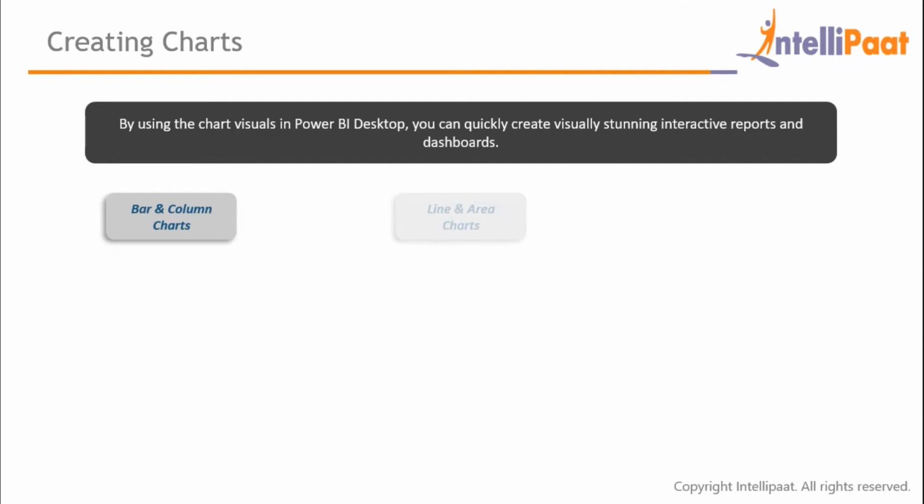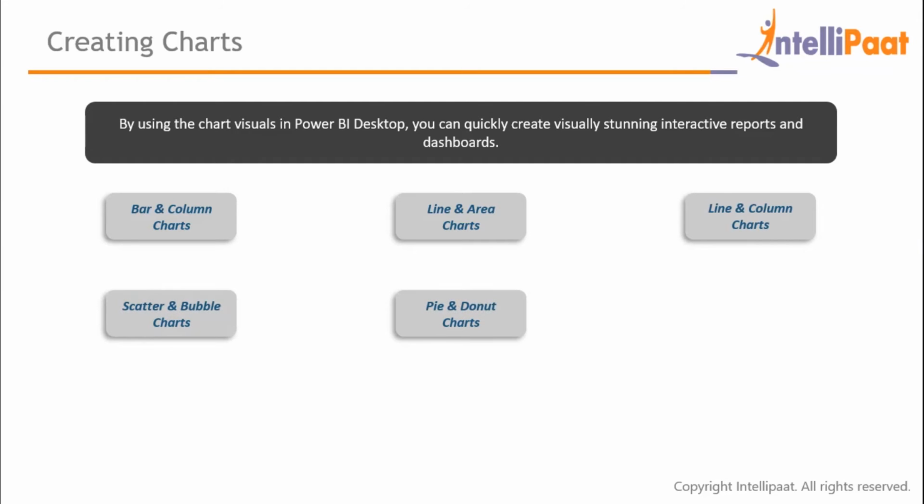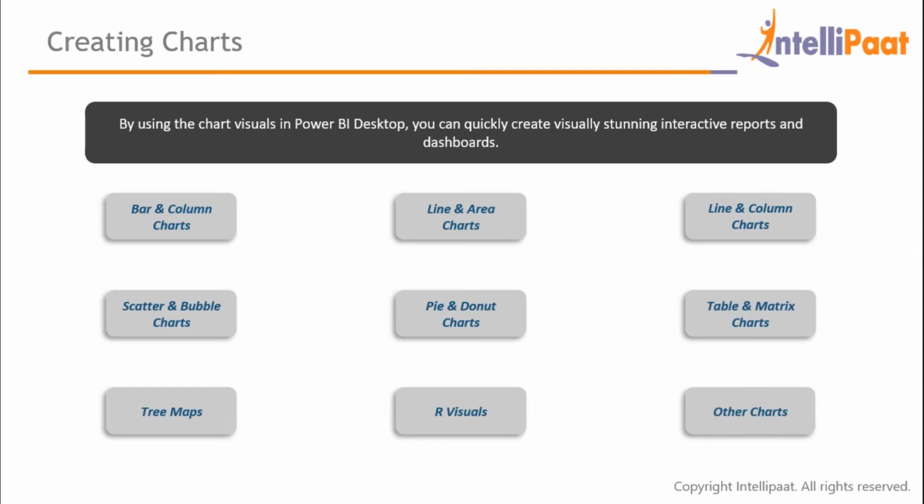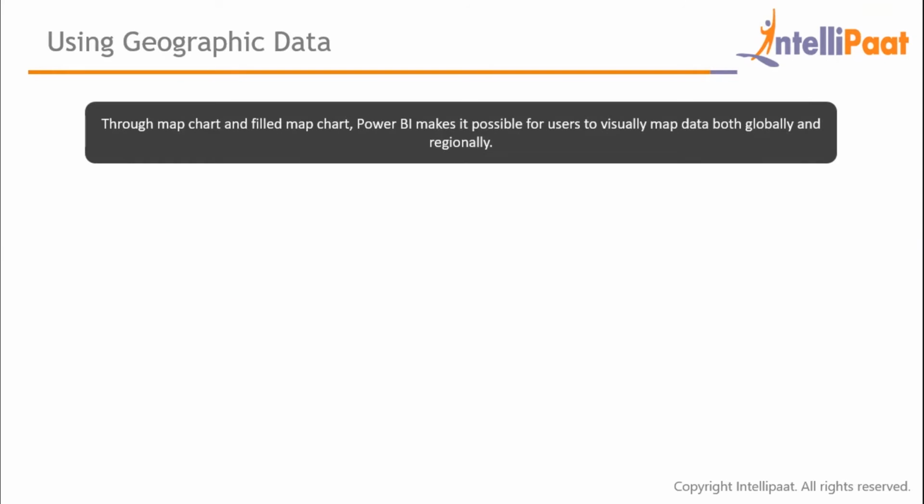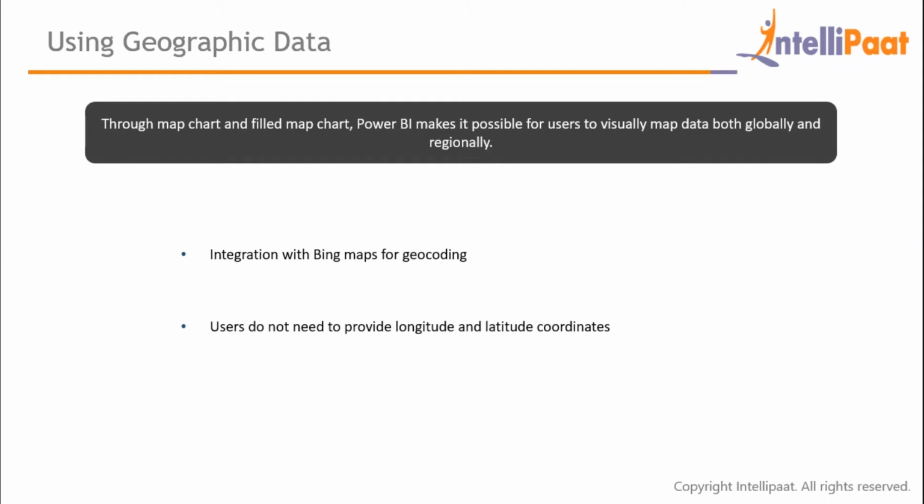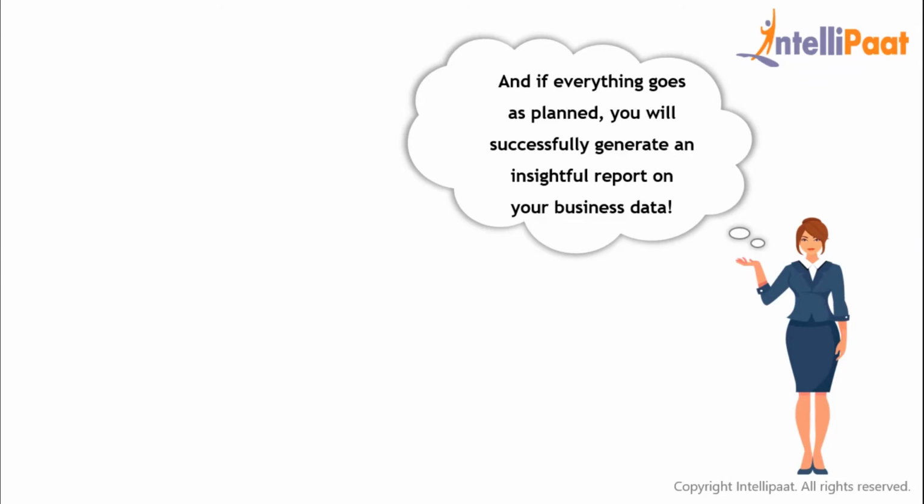These include bar and column charts, line and area charts, line and column, scatter and bubble, pie and donut, table and matrix, tree maps, R visuals, and other charts. What's more surprising is that geographic data can also be included, and this can be done through map charts. Bing Maps is integrated with Power BI to ensure that users do not need longitudinal and latitudinal coordinates to include geographic data in their datasets while creating reports. And if everything goes as planned, you will successfully generate an insightful report on your business data.